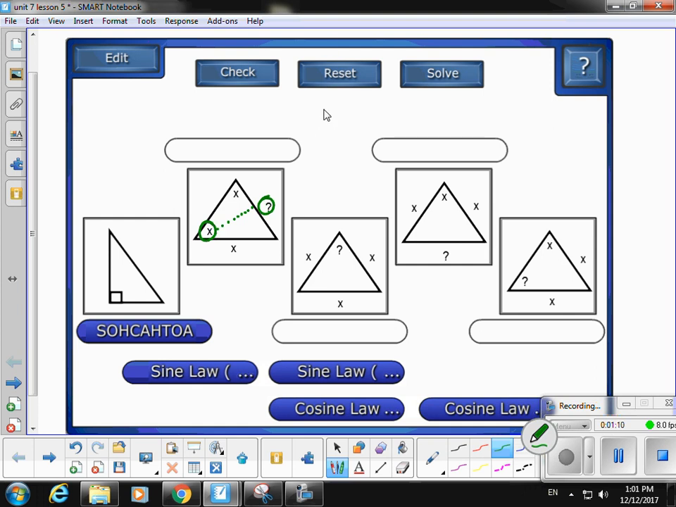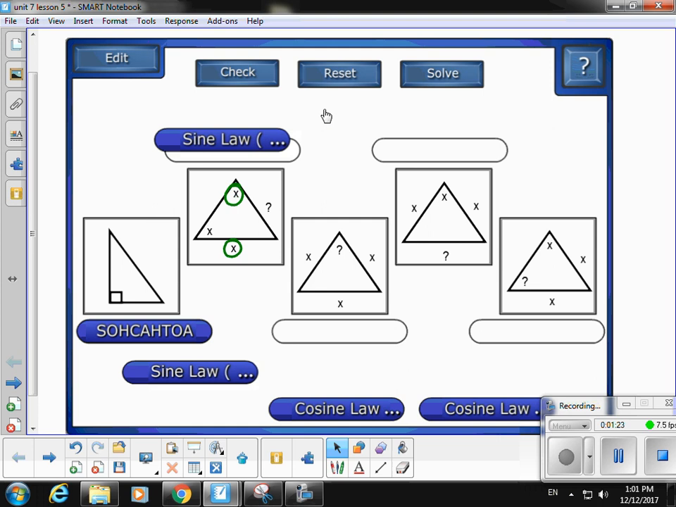Oh, I lied to you. Lied to you right there. So I modeled my thought process. I do have an angle side pair across from each other complete, so that would be best choice for the sine law.